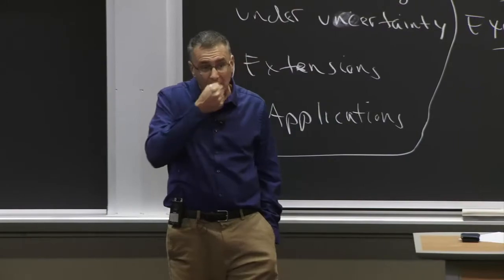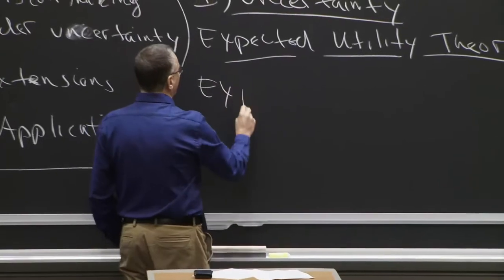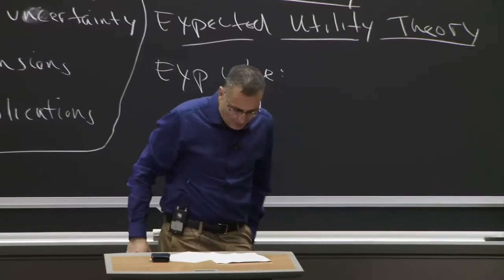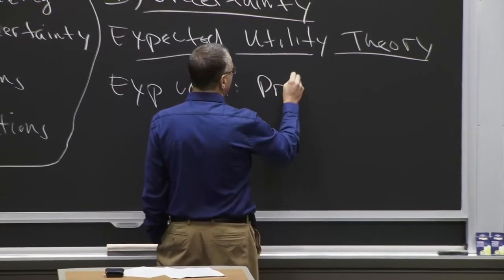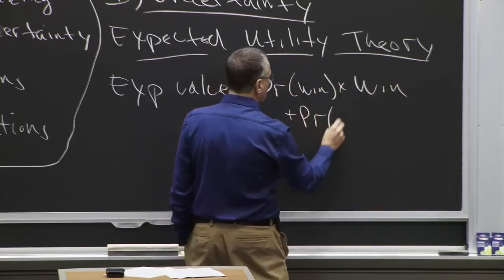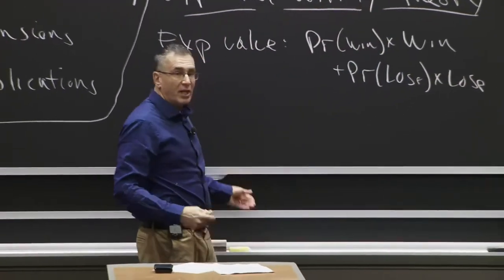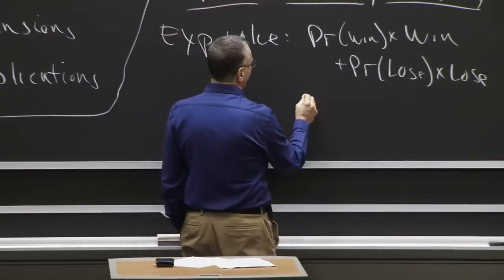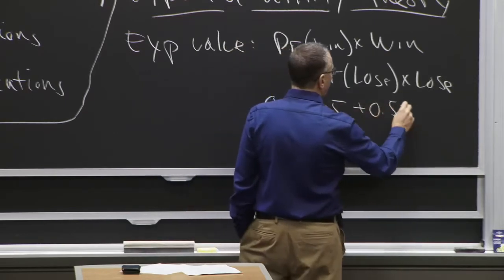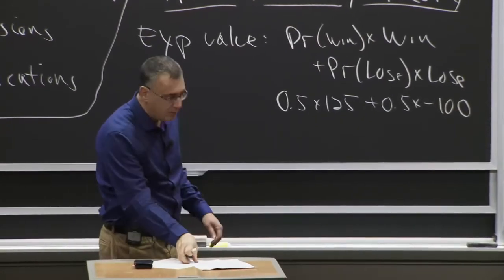Those who raised your hand probably quickly did the math and did in your head what we call an expected value calculation. What's the expected value of any gamble? The expected value of any gamble is the probability that you win times what you win, plus the probability that you lose times what you lose. So you did that calculation in your head. You said, as long as he's not cheating and using a fair coin, there's a 0.5 times 125 plus 0.5 times minus 100. And that is an expected value of 12.50.